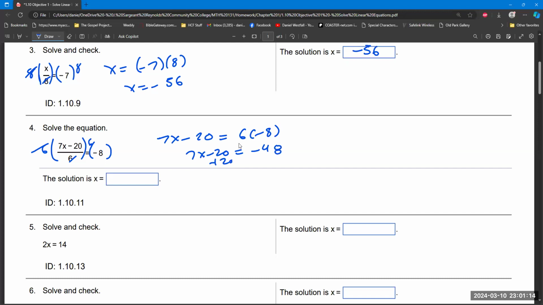Let's add 20 to both sides now. 7x is equal to -28. Let's divide both sides by 7 to get x by itself, and x is going to be -4.